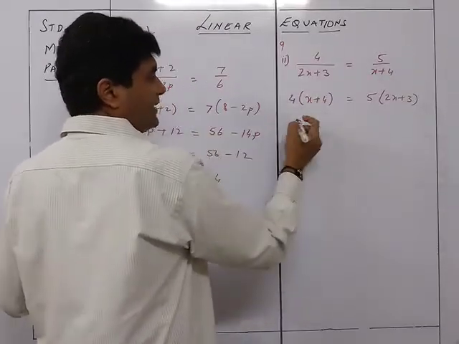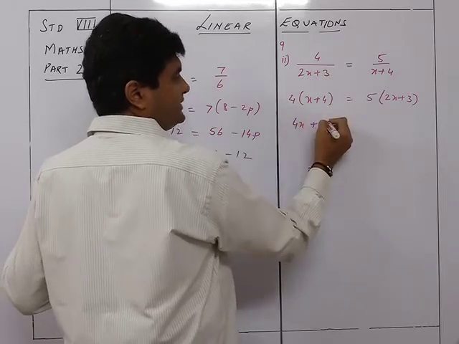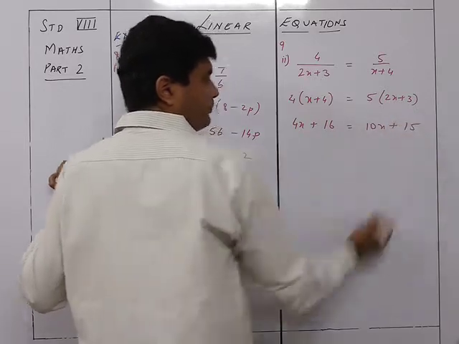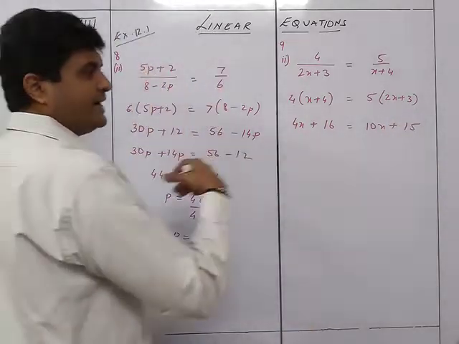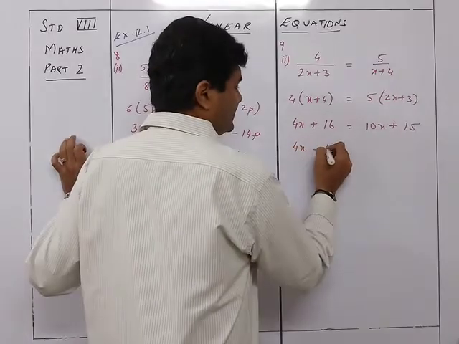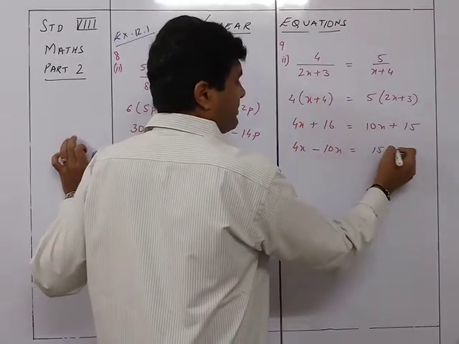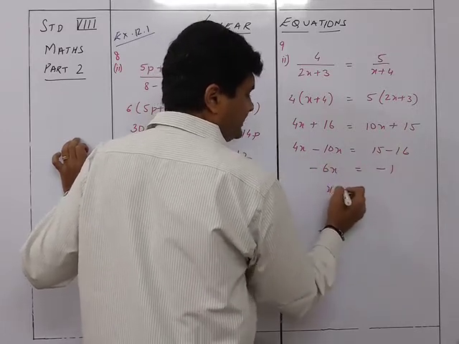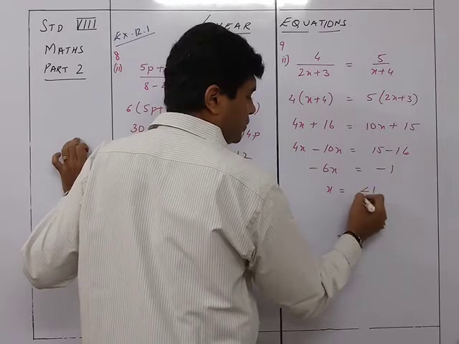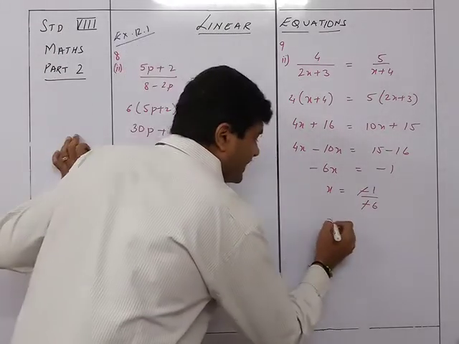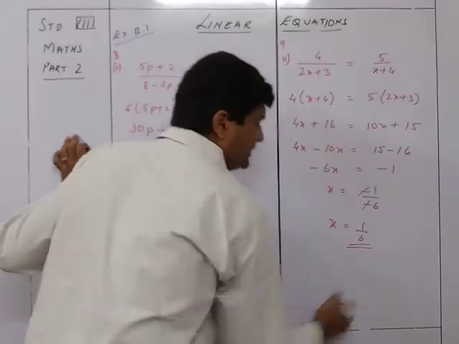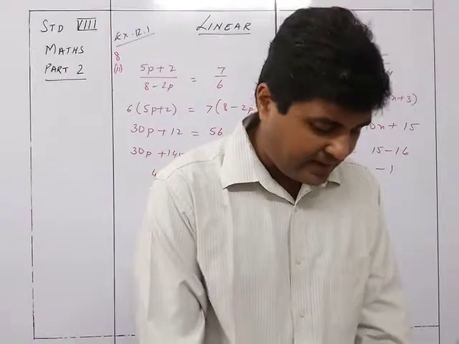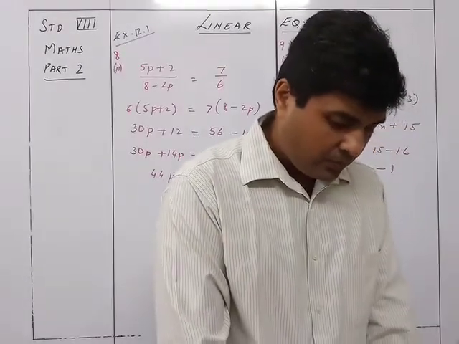Opening the brackets, 4 into x is 4x and 4 into 4 is 16. 5 into 2 is 10x, 5 into 3 is 15. Taking all x on one side and numbers on the other side, it will be 4x minus 10x is equal to 15 minus 16. So it's minus 6x is equal to minus 1. So x is equal to minus 1 upon minus 6. So minus minus gets cancelled. Therefore x is equal to 1 upon 6. So that's the answer for sum number 9, second part.